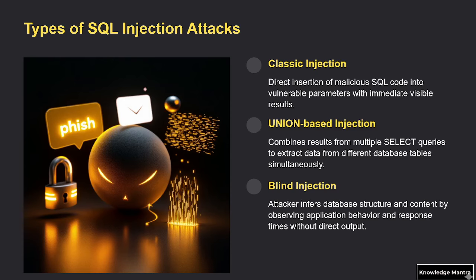Next is blind injection. In this type, the attackers can't see any direct output. Instead, they learn about the database by observing how the application responds, for example, by measuring response times or behavior changes. Blind injection is slower but extremely stealthy. It can take longer but still lead to complete data exposure. So these are the 3 types of SQL injection attacks.